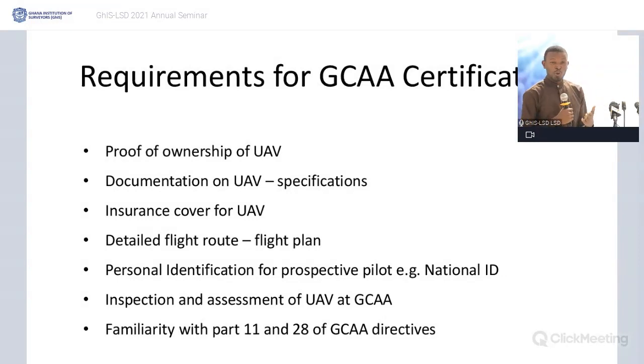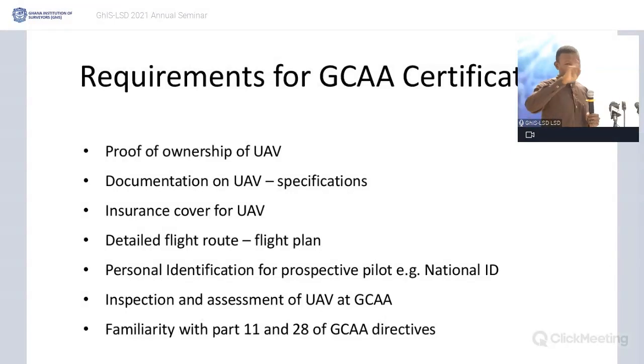So you have to show proof of ownership of the UAV equipment. So you have some documentation that shows that the drone is yours. Also, you have documentation for the specifications. So this will tell the duration that your drone can fly. Insurance cover, because anytime you take off, you can crash. So you need to have insurance when something happens that can support you. And then the detailed flight plan, as and when maybe you're flying in a congested area within a security zone, you have to tell them the flight line in which you are flying. Personal identification.